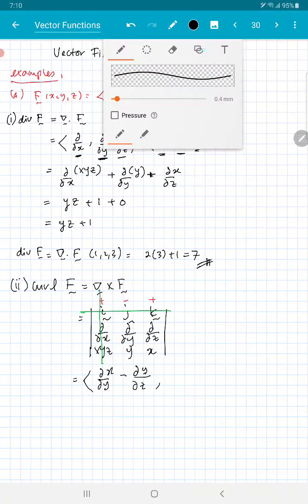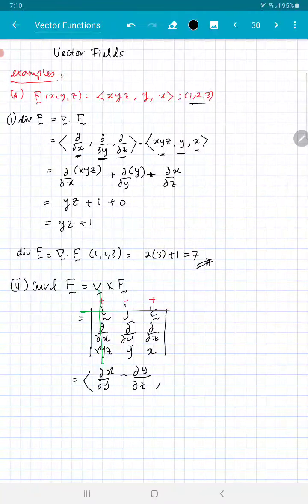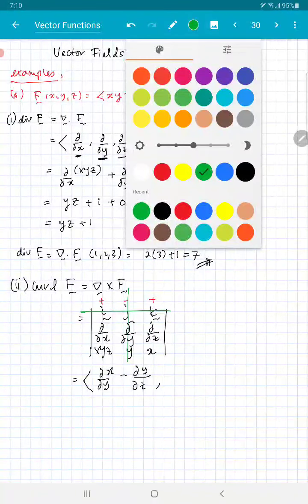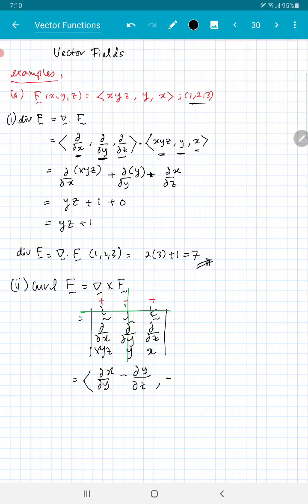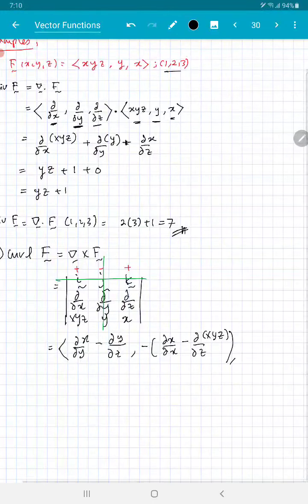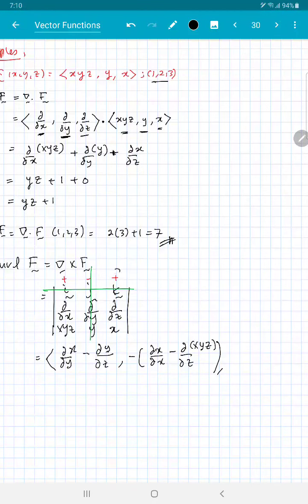For the y component, the sign now alternates to negative, and you cross out the first row, second column. You end up with partial x of xz minus partial z of xyz. So that is the y component. And then the sign is positive again.